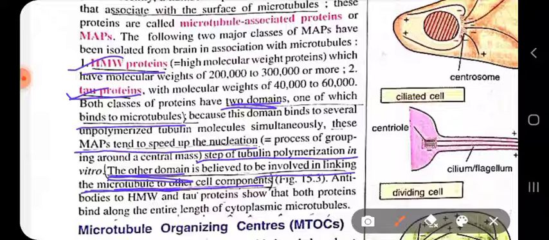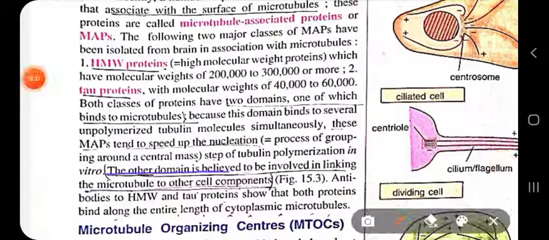With the help of one domain, they interact with the microtubule surface, and with the help of another domain, they link the microtubules with the other cell components. And it has been said that microtubule associated proteins tend to speed up the nucleation process of tubulin polymerization in vitro.